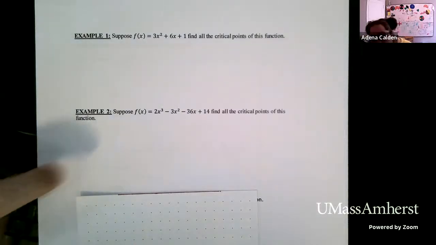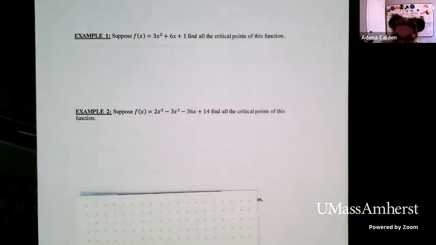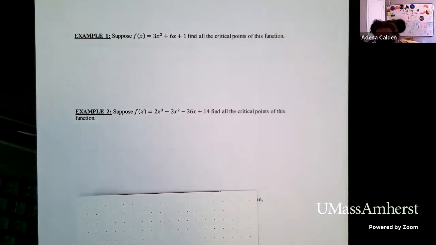However, for example 2, when you want to set the first derivative equal to 0, you do have to either use the quadratic equation or do some factoring to find the roots. So it's a little stepped up from example 1.